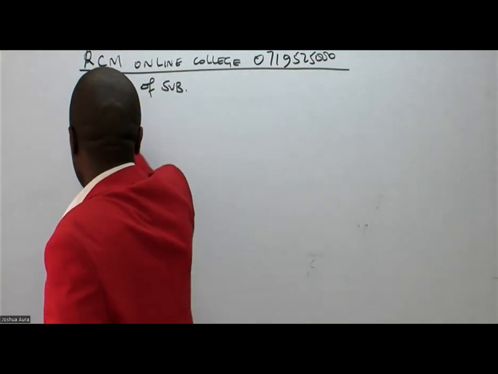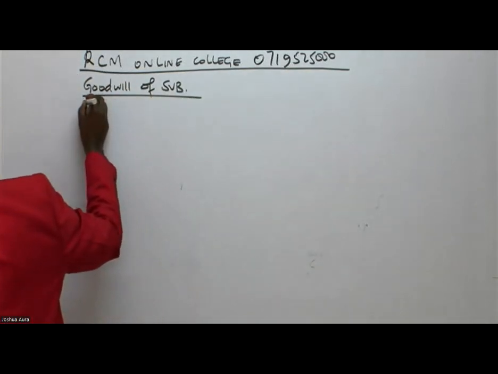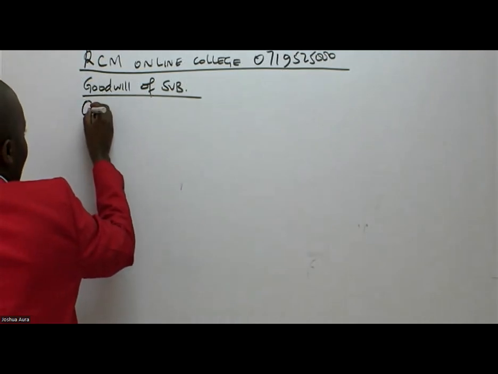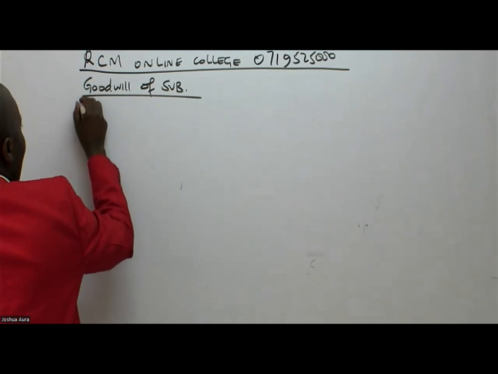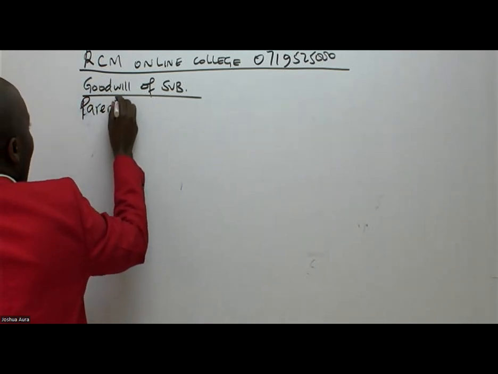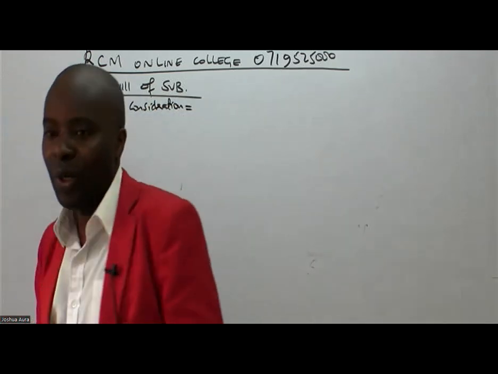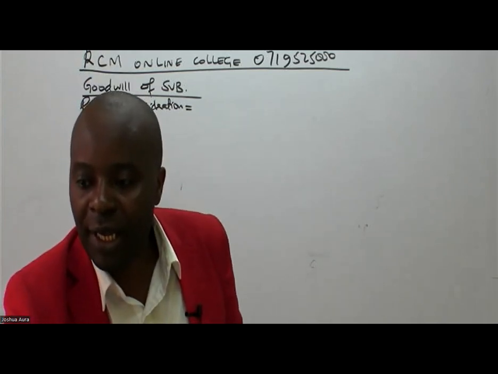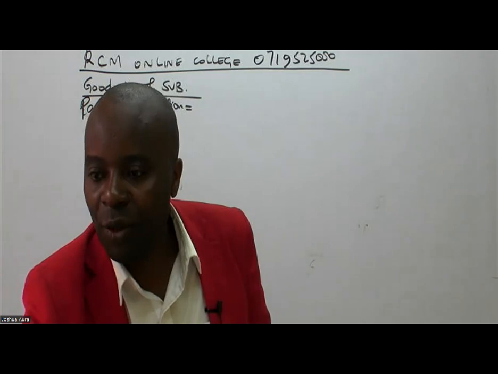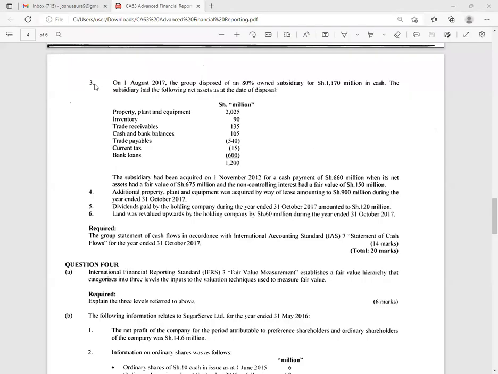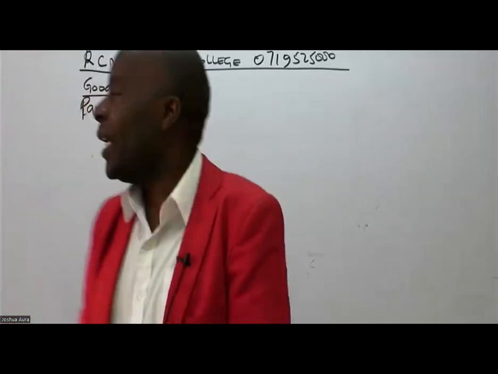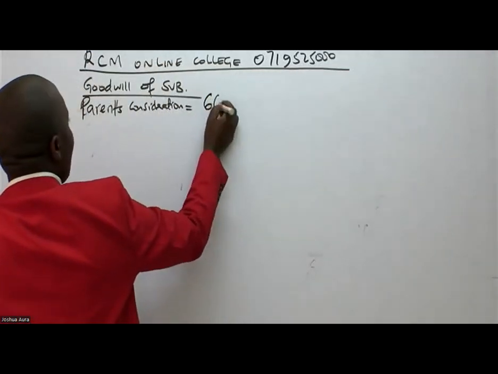So it's very easy. Please come and give us here the consideration paid by the parent. So we have here the parent's consideration at the date of acquisition. The parent's consideration we are given in this question. If you can see here, the parent's consideration has been provided in this note number 3 down here. The subsidiary had been acquired on 1st November 2012 for a cash payment of 660. So the parent paid 660 million.